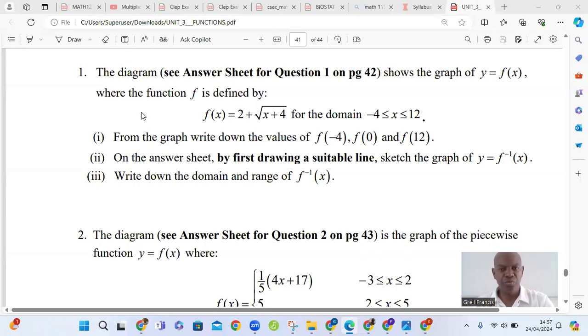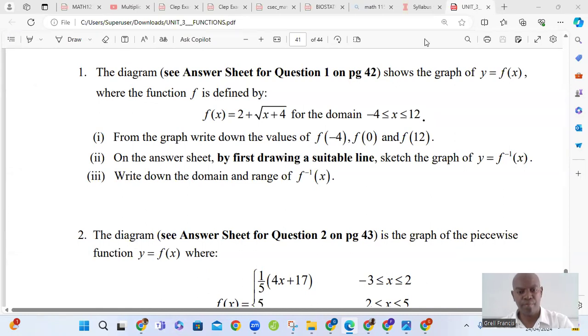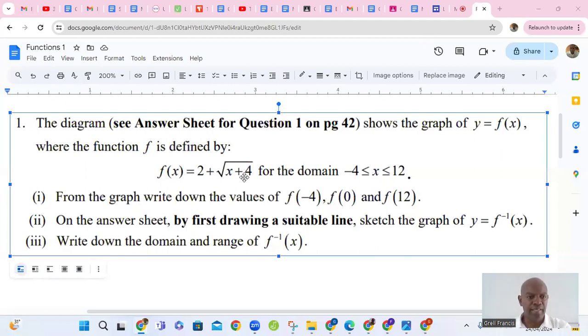Here we are going to discuss question number 1. It says the diagram, see answer sheet for question 1 on page 42. We are going to do that.